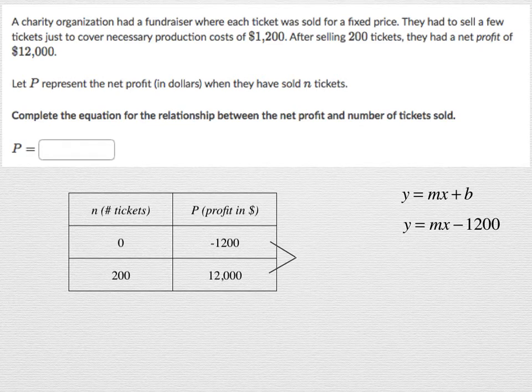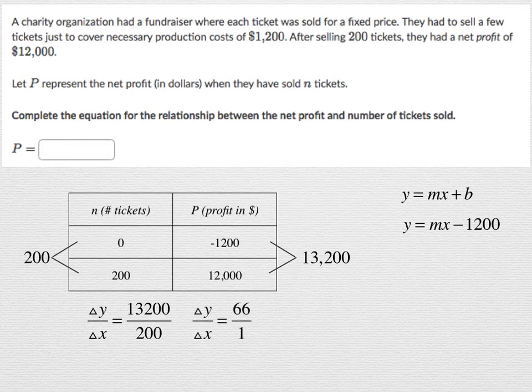All right, so the change in y. How do I get from negative 1,200 to 12,000? The change in y here is $13,200, and the change in x to get from 0 to 200 tickets is 200 tickets. So my rate of change is $13,200 divided by 200, or $66 is going to be the price of a ticket. So my equation is y equals 66x minus 1,200, but using the variables given in the problem, P, the profit, is equal to 66n, 66 times the number of tickets, minus 1,200.